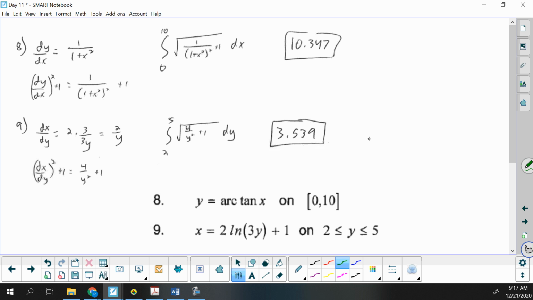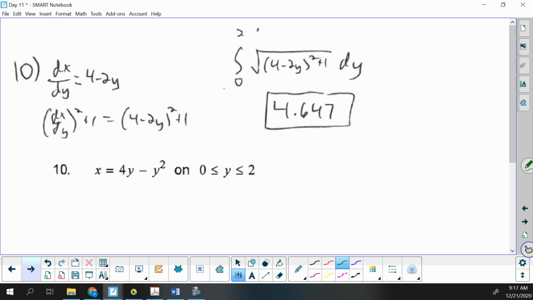In 9, just keep the 2 out front. Derivative of 3y is 3 over 3y. The 3s divide out, so we just get 2 over y. Square it, add 1, stick it under your radical. And then similar idea with this one. Take your derivative, square it, plus 1, put it under the radical to 3 decimal places.